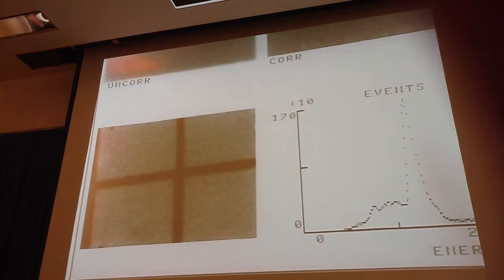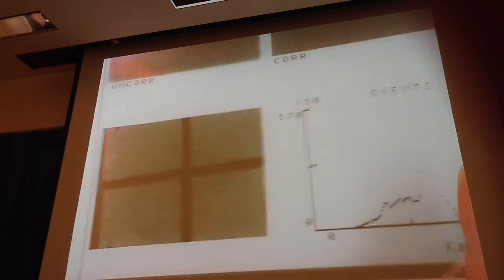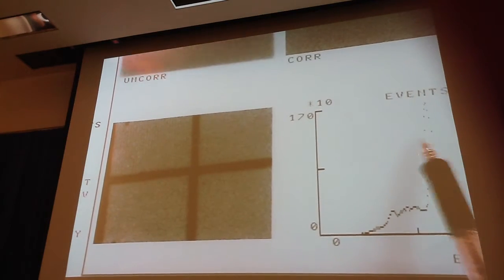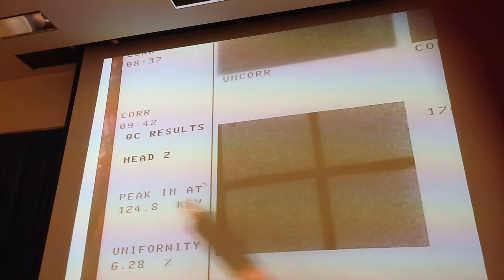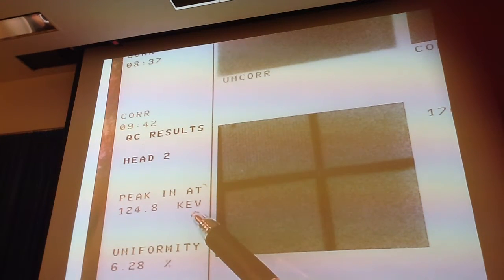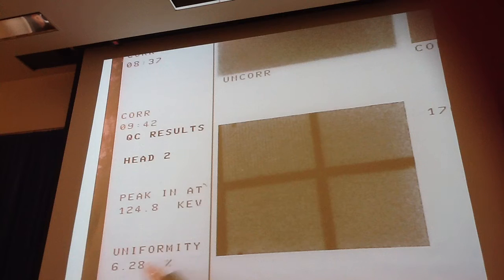Okay, I wanted to go back to our picture over here. Okay, so head looks pretty good here. We've got our spectrum. We have our peaks. Now, one of the things that I did notice over here, peak in at 124.8 keV. Uniformity 6.28%.